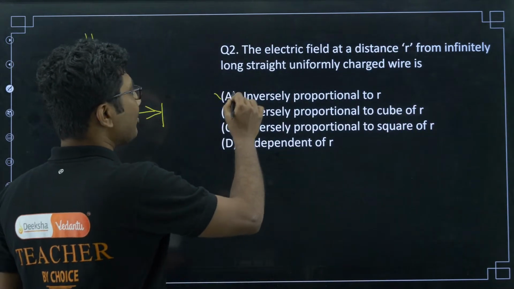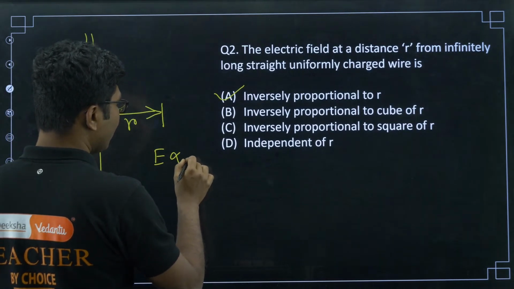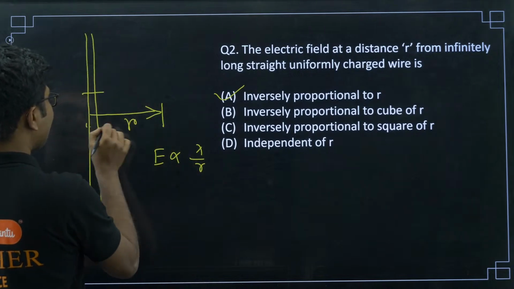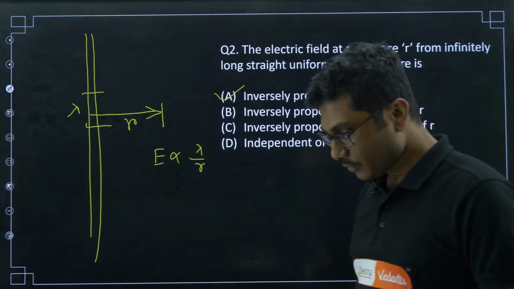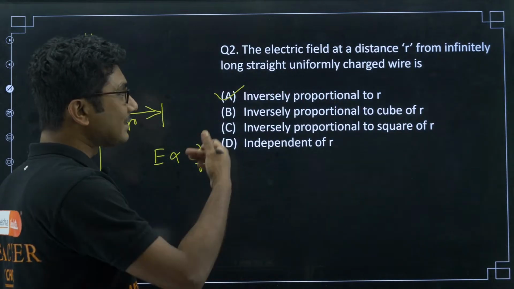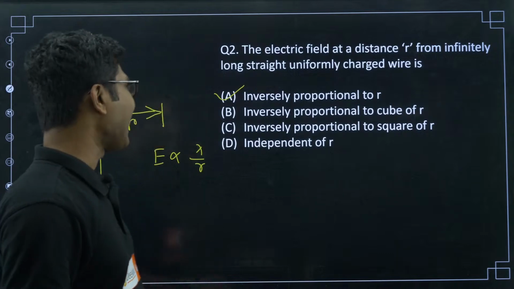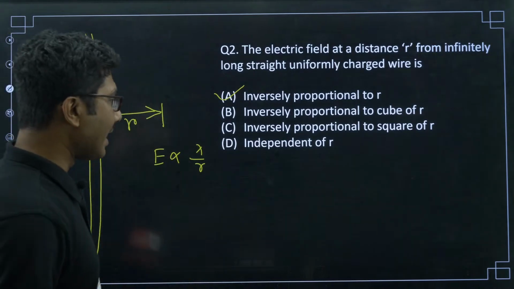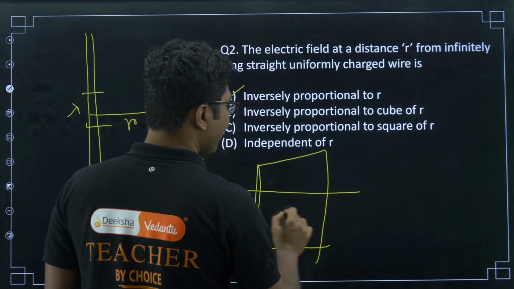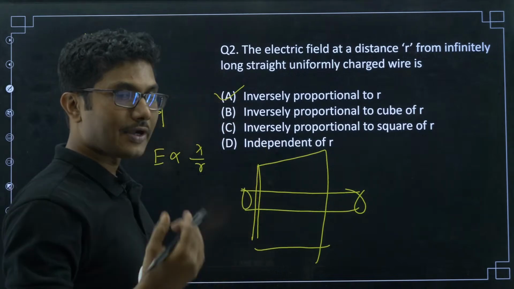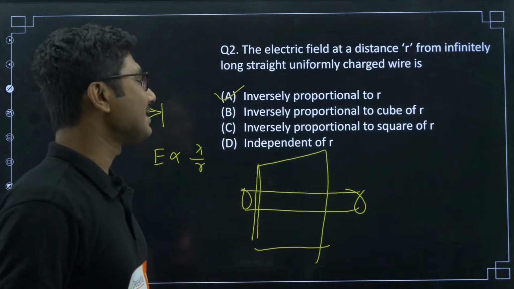Option A, inversely proportional to r. We know that the electric field is proportional to lambda by r, where lambda is the charge density, charge per unit length. So, it is proportional to 1 by r. This is a special case, and these special cases you have to remember. Dipole is one of the special cases, and this long wire is a special case. Another special case is a plane sheet. In that case it is independent of r. For an infinitely long plane charged sheet, it is independent of r. So, these are the few special cases that you have to remember.